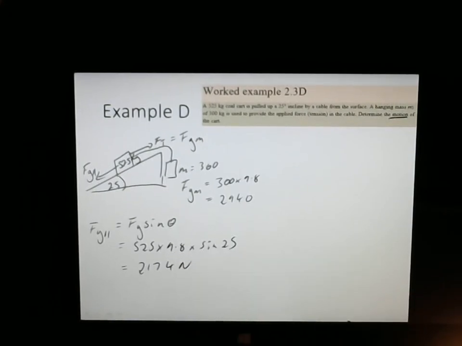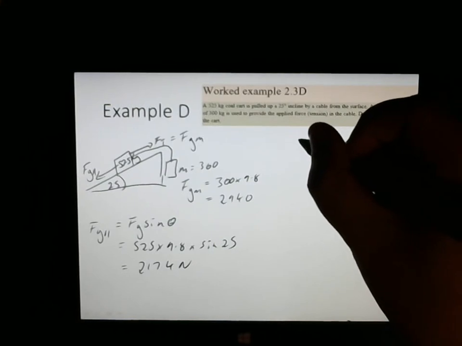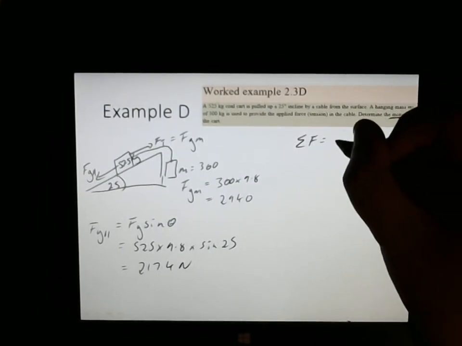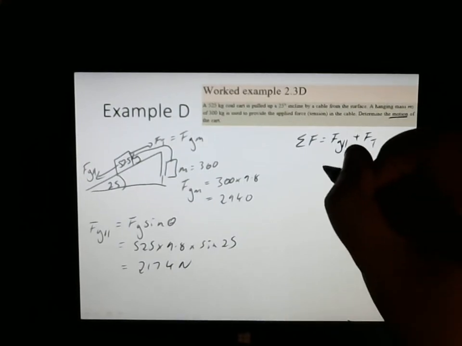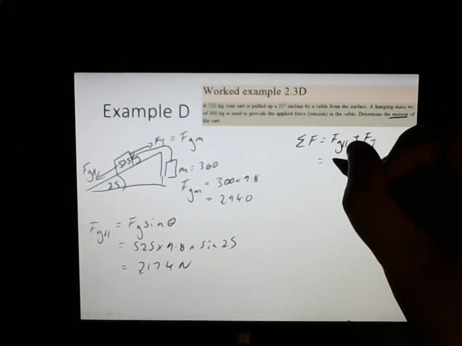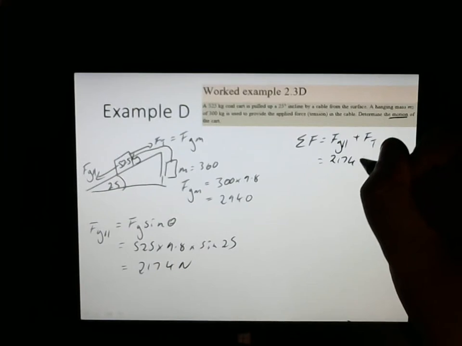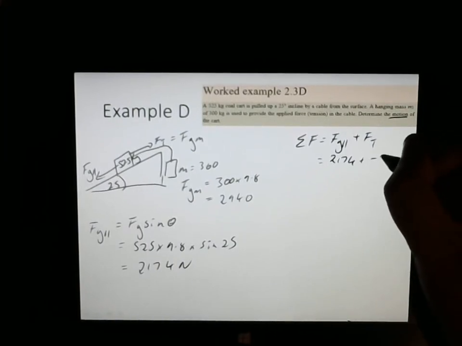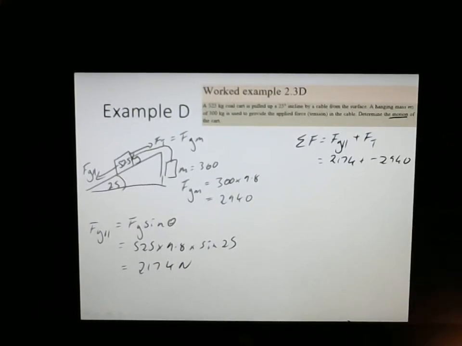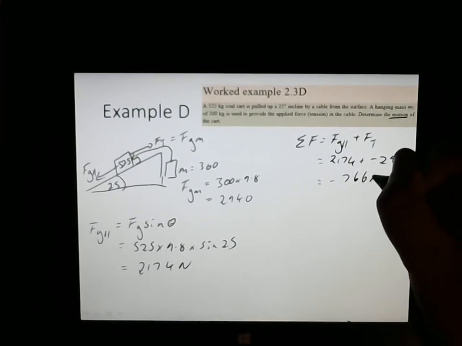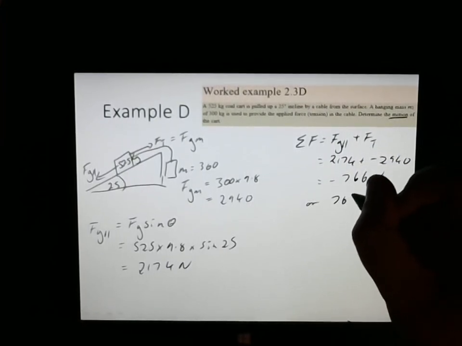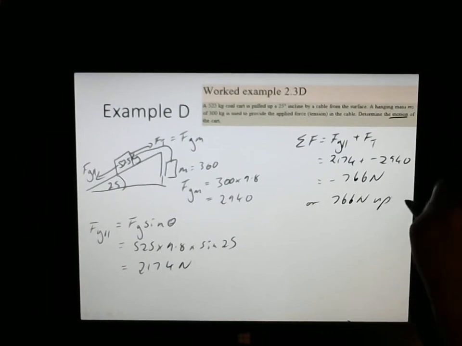So let's work out the sum of forces on this axis. The sum of forces is going to equal my force of gravity plus my force of tension. And so that's going to equal 2174 plus, well, let's go negative 2940. 2174, take away 2940, gives us negative 766 newtons, or 766 newtons uphill.